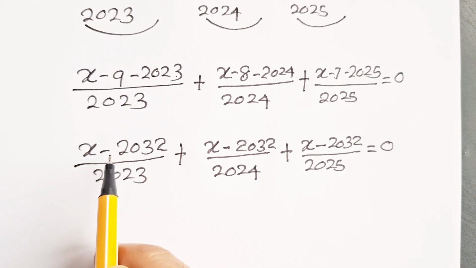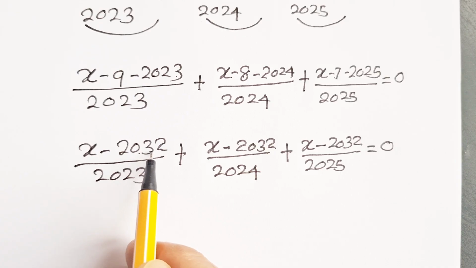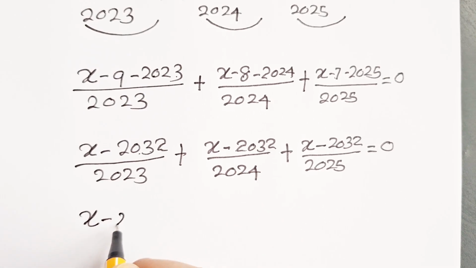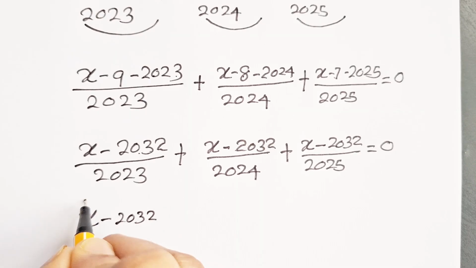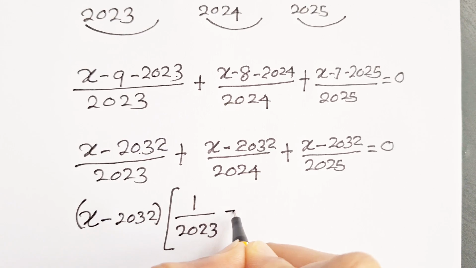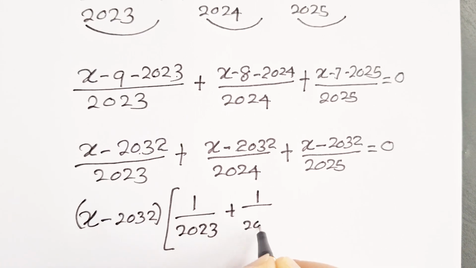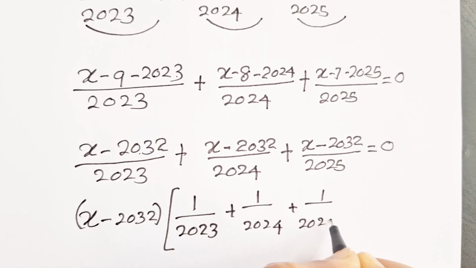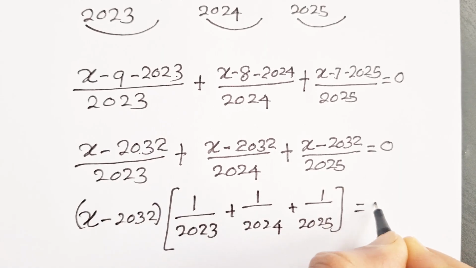Now you can see x minus 2032 is a common factor. I will take x minus 2032 common factor out from the whole expression. Then it will become 1 over 2023 plus 1 over 2024 plus 1 over 2025 equals 0.